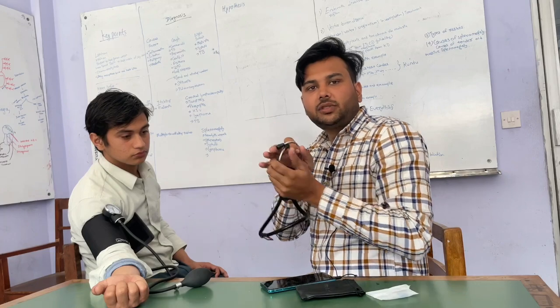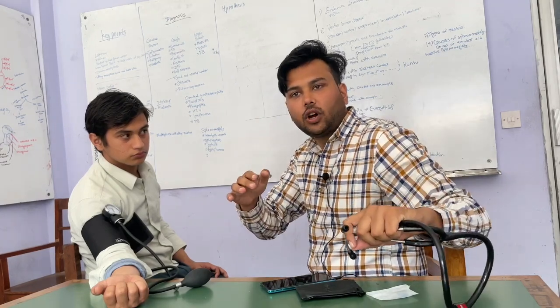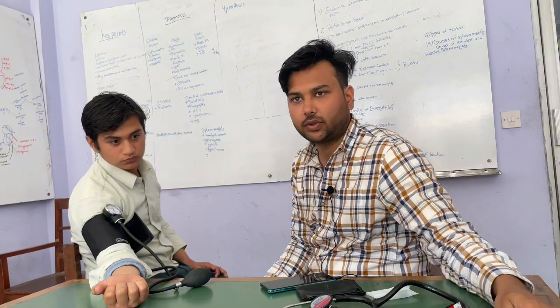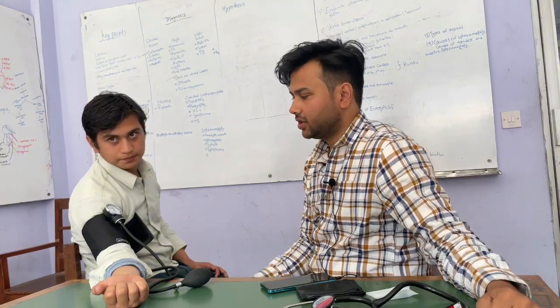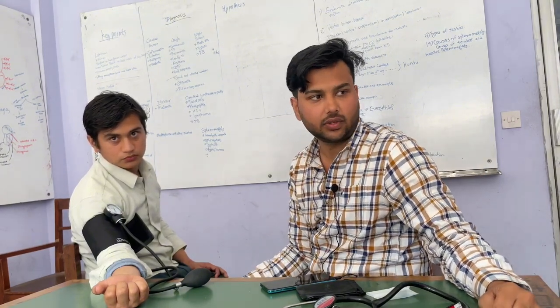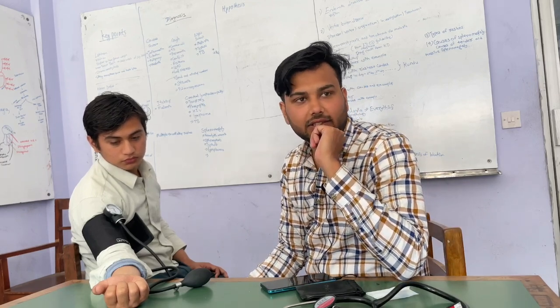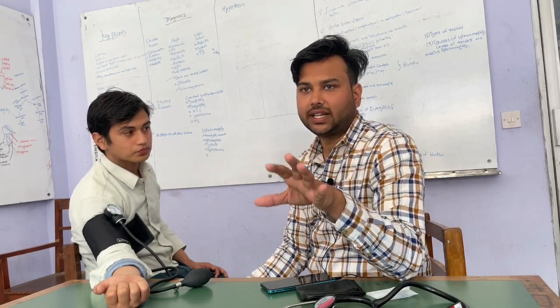Okay, so on the auscultatory method, I found that the appearance of Korotkoff sound is at 120 millimeters of mercury, and the disappearance of Korotkoff sound is at 80 millimeters of mercury. So if the blood pressure is perfectly normal, that is around 120 millimeters of mercury systolic and 80 millimeters of mercury diastolic. And that is what you do.